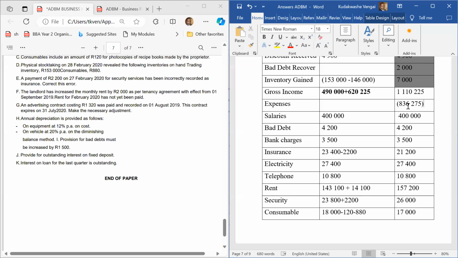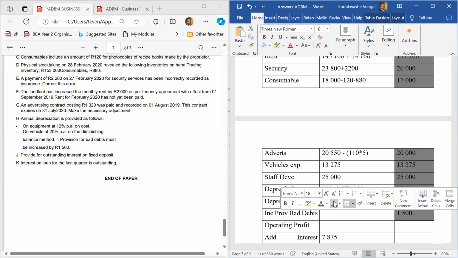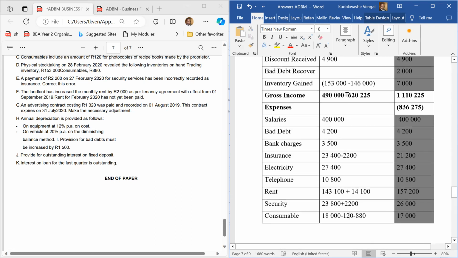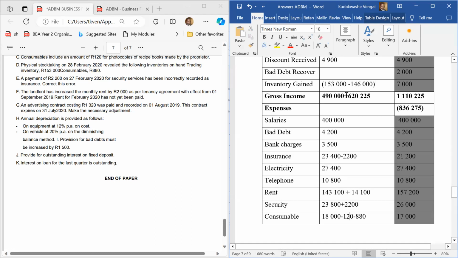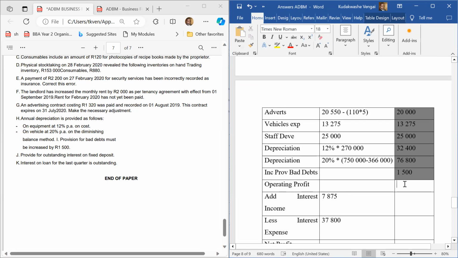Okay, let's just highlight all of these so that they don't distract us from what we are doing. All right. So that figure we subtracted from our gross income, 1,110,225, and then it gives us here a final operating profit of 273,950, right?